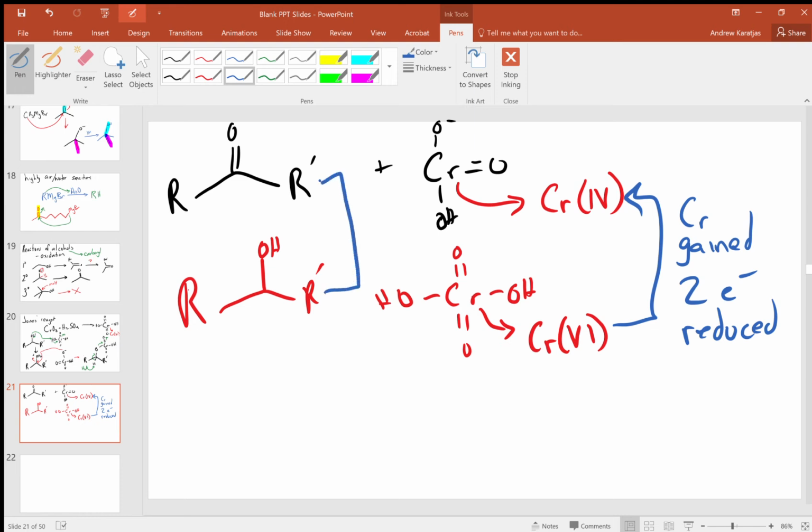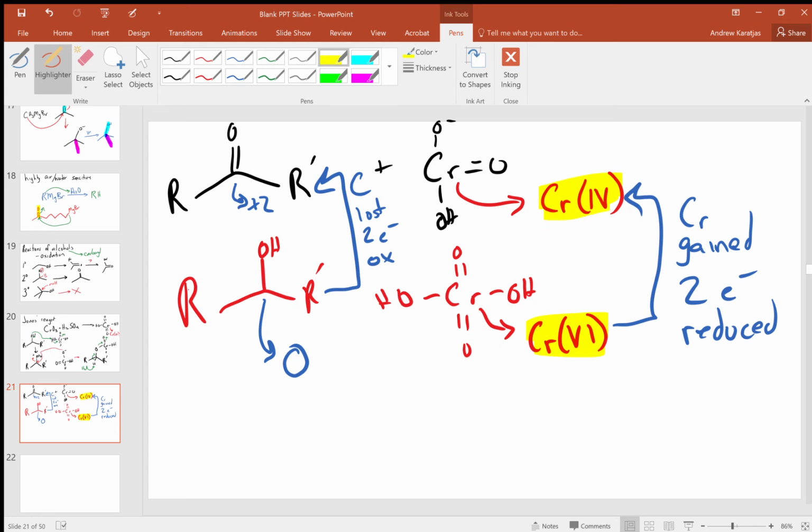What about the carbon? So the carbon started with an oxidation number of 0 and ended with an oxidation number of +2. So carbon lost 2 electrons, or it was oxidized. And so remember, even though we talk about this reaction as an oxidation, we talk about it that way because the oxidation is what's happening to carbon. Something else still has to be gaining electrons, and we can see in this case that that's the chromium.